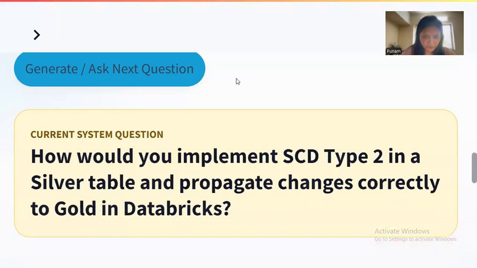How would you implement SCD type 2 in a silver table and propagate changes correctly to gold in Databricks? Sorry, I don't have much knowledge on this also. I will read on this. Okay. Let's get to the next one.